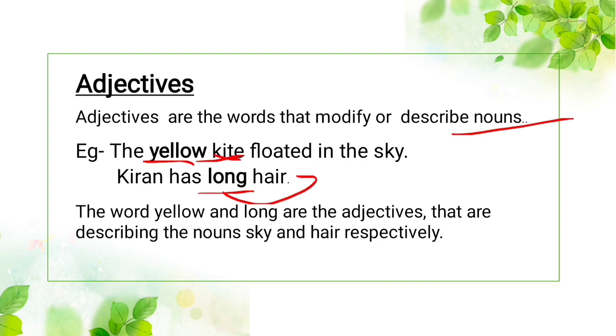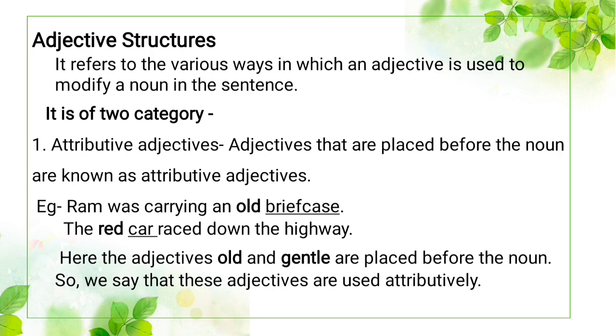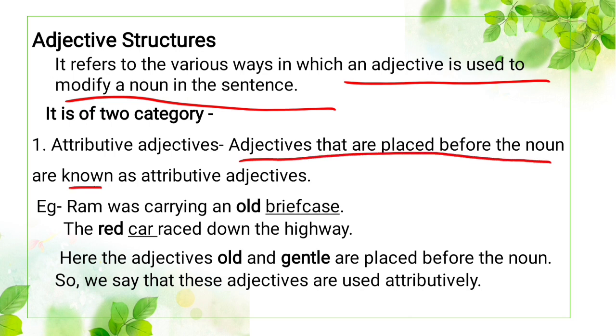Now the next point is adjective structures. So adjective structures refers to the various ways in which an adjective is used to modify a noun in a sentence. So it is of two categories. First one is attributive adjectives. Adjectives that are placed before the noun are known as attributive adjective. It means that when an adjective is used in a sentence to directly modify a noun by coming before the noun, it is known as attributive adjective.